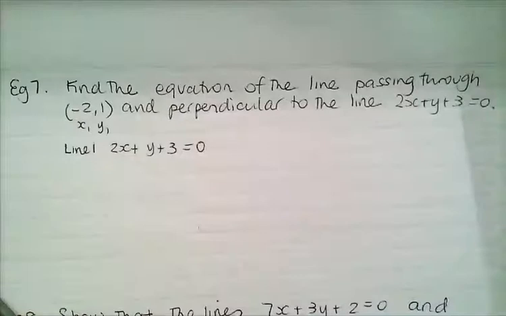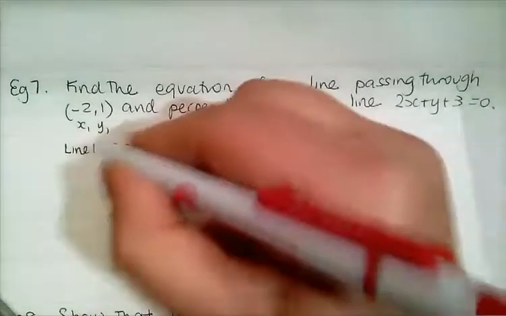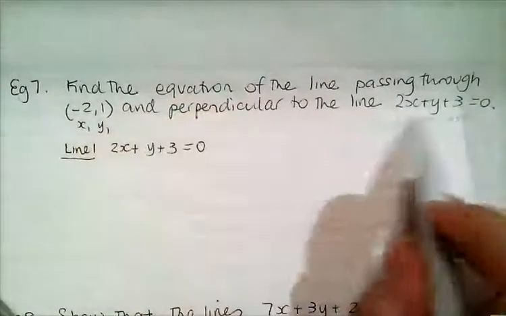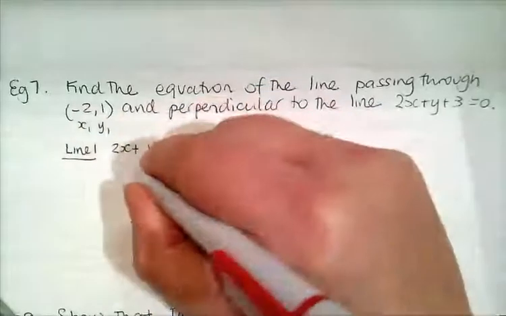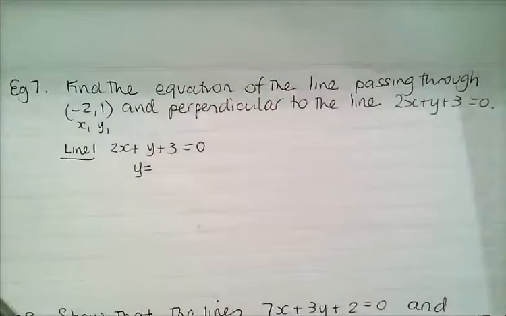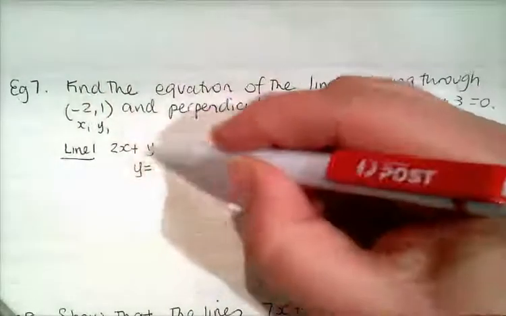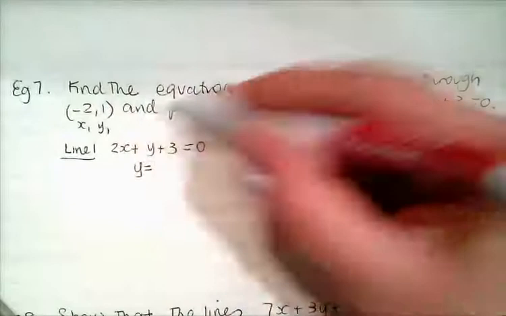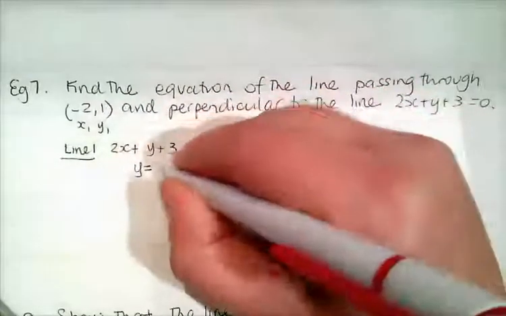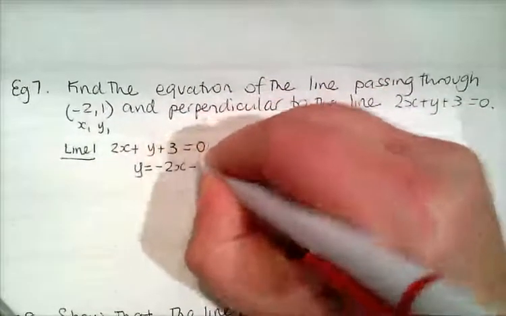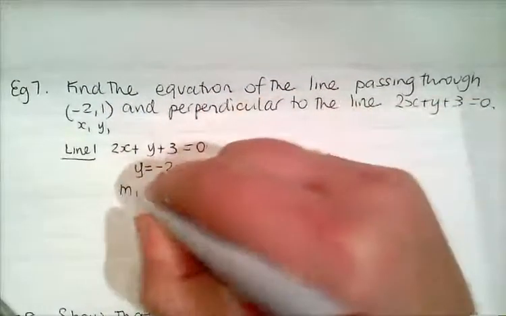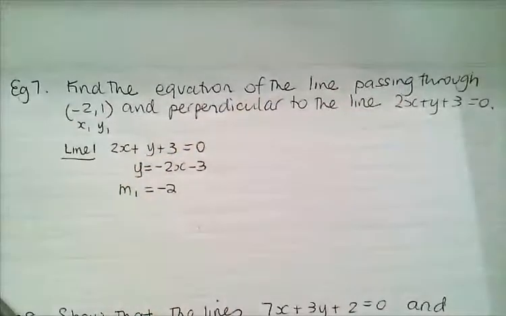Okay, so the first line, line 1, is 2x + y + 3 = 0. If I rearrange that into y = mx + b form, I'm going to keep the y here because it's positive. I'll take the 2x and the 3 over, and I get y = -2x - 3. So therefore, the gradient of this line here is -2.